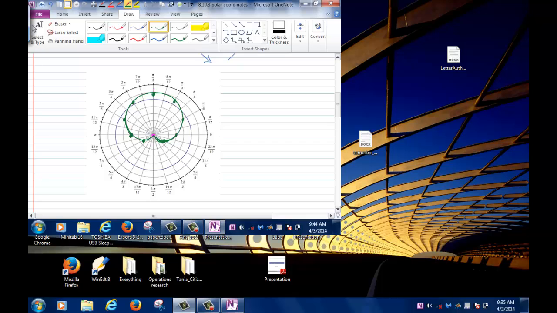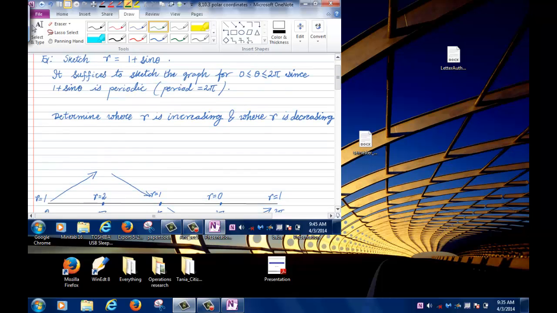Everybody's okay? This curve is known as what? It's a cardioid. Okay, so this is the graph of what? This is the graph of 1 plus sine theta, right? r is 1 plus sine theta.